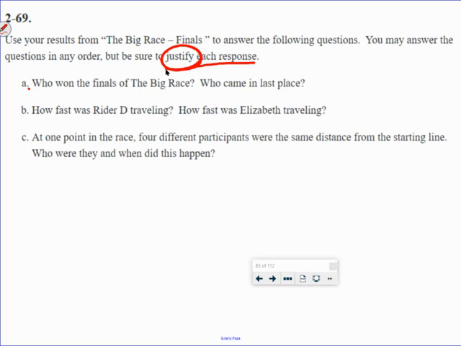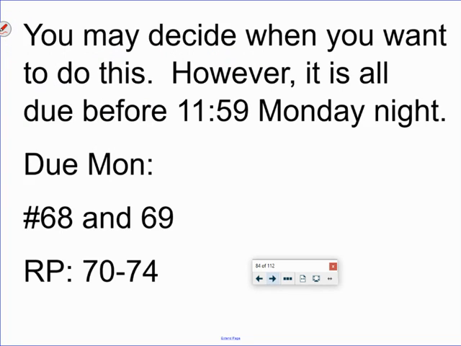Who won? How fast was rider D traveling? How fast was Elizabeth traveling? And at one point of the race, four different participants were the same distance from the starting line. Who were they and when did this happen? Please make sure you include enough information. You can assume the race is 20 meters long.